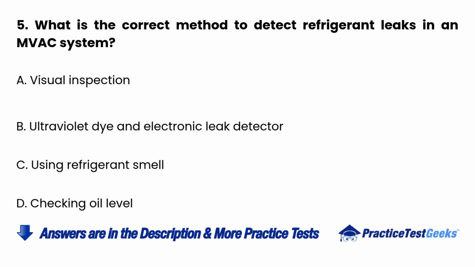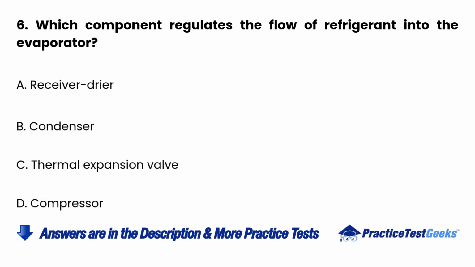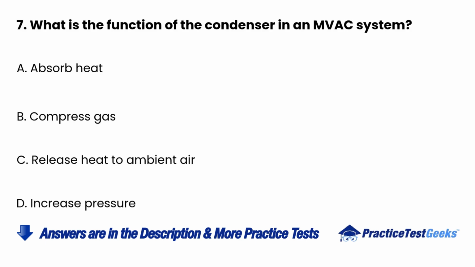A. Visual inspection. B. Ultraviolet dye and electronic leak detector. C. Using refrigerant smell. D. Checking oil level. 6. Which component regulates the flow of refrigerant into the evaporator? A. Receiver dryer. B. Condenser. C. Thermal expansion valve. D. Compressor.